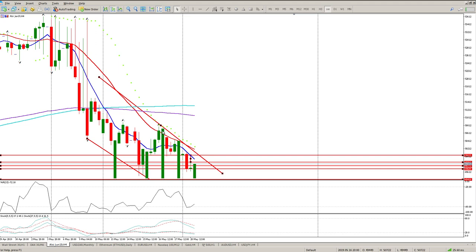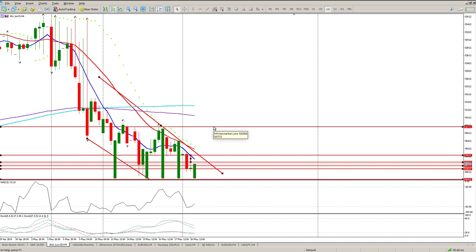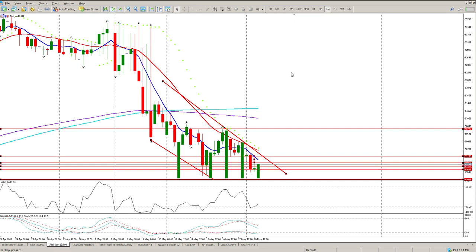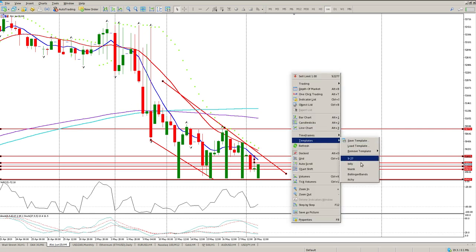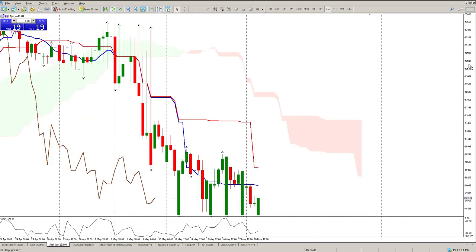Okay, and then it would bring up pretty much the neckline of this double bottom, which is there. It would bring 772 into play. Okay, obviously a break above that is going to validate a trend change on the 4 hour for a move back to the upside. Okay, so that's kind of what we're looking at. I just want to close off with the Ichimoku just to see what we have here.